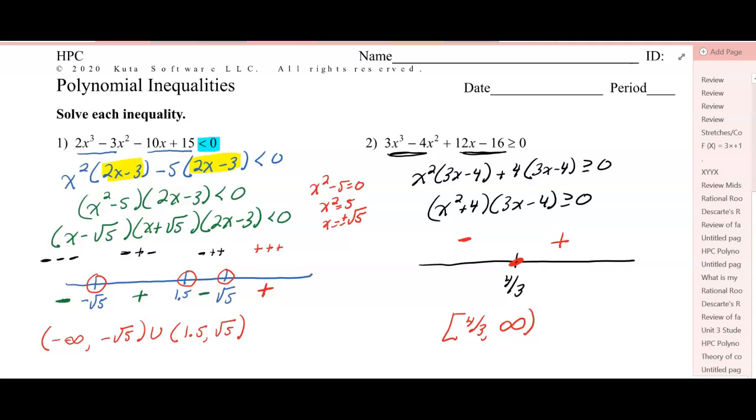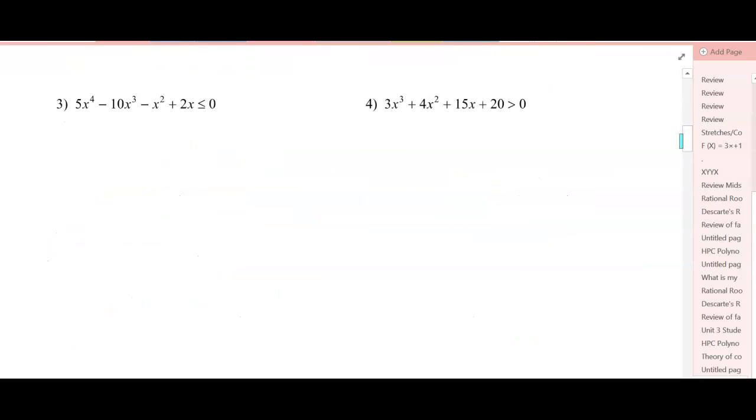If you look at problem number 2, I factored by grouping, so 3x minus 4 was in common. And when I look at this polynomial, x squared plus 4 is always positive, so there are no critical values on the number line. So the only critical value I have is 4/3, and when I checked a little bit to the right of 4/3, I got a positive, and to the left negative, so 4/3 comma infinity. At this point you can try the next problem, number 3.